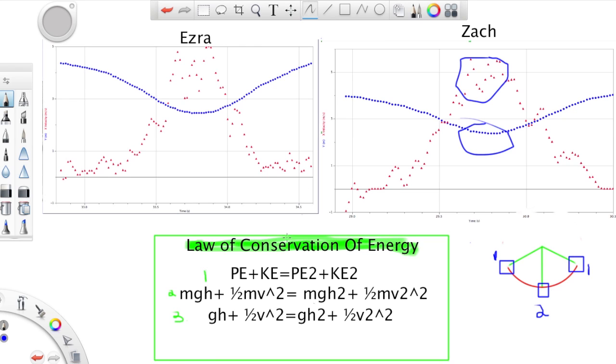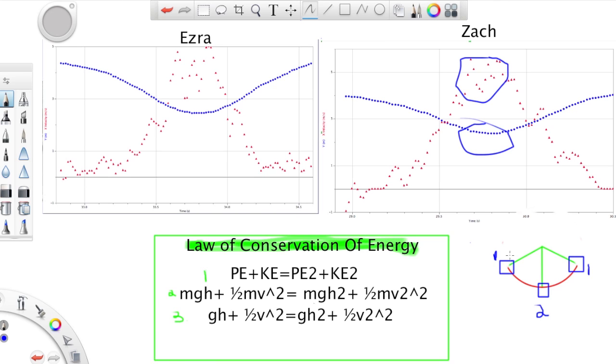In our first demo, we did the law of conservation of energy, which is PE plus KE equals PE2 plus KE2, which then becomes mgh plus 1/2 mv squared equals mgh2 plus 1/2 mv2 squared. And then since you don't change mass during the trip on the swing, you can cancel out the masses, so it becomes gh plus 1/2 v squared equals gh2 plus 1/2 v2 squared.